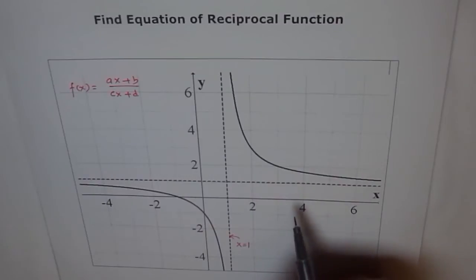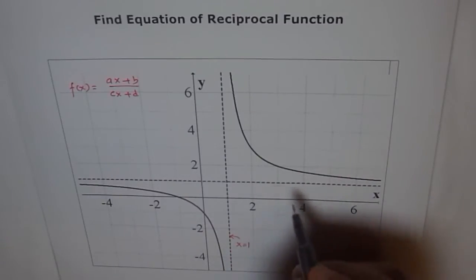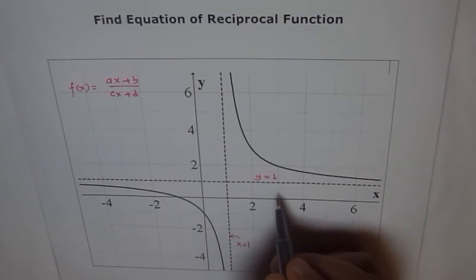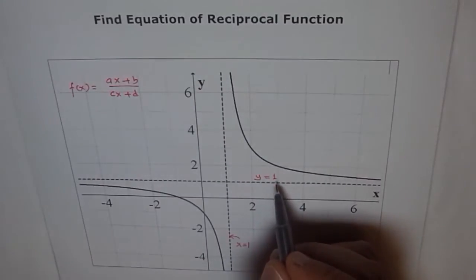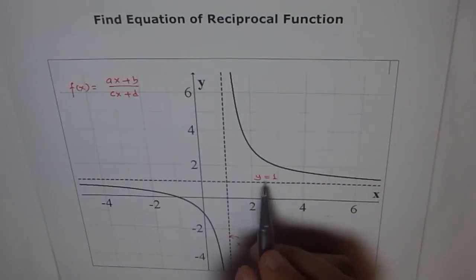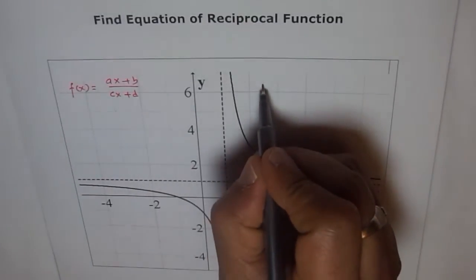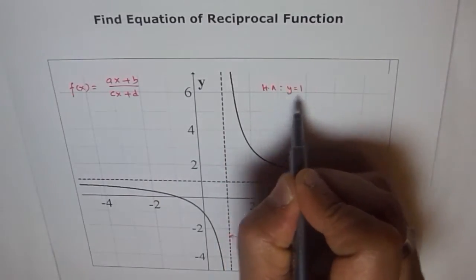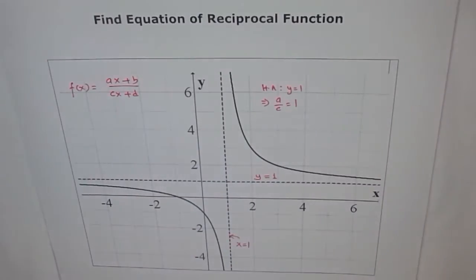Now, second, how about the horizontal asymptote? The equation of the horizontal asymptote here is y equals 1. So y equals 1 tells us that a over c, that ratio, should be 1. Is it okay? So when the horizontal asymptote is y equals 1, that implies that a over c equals 1, correct?